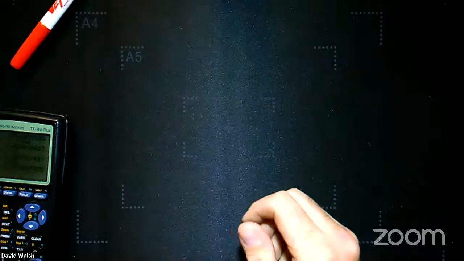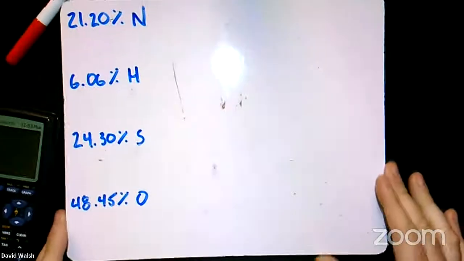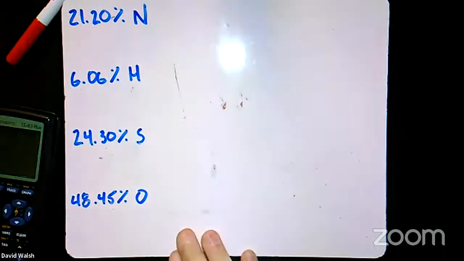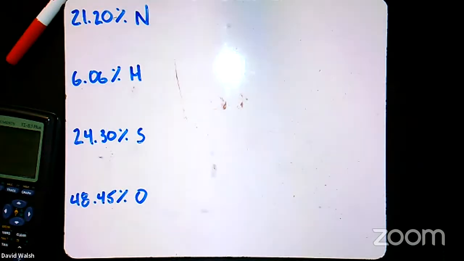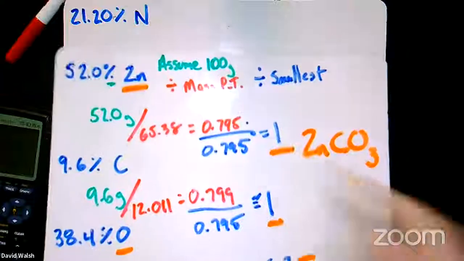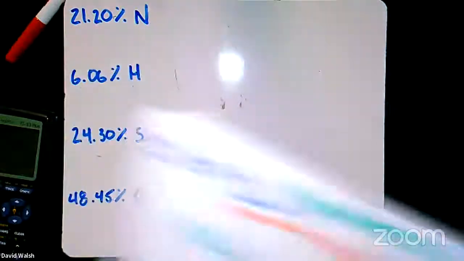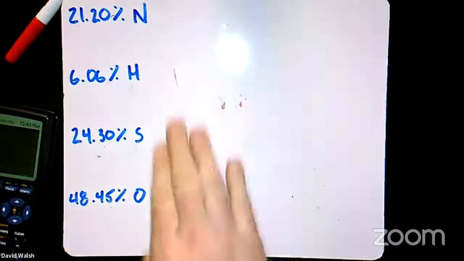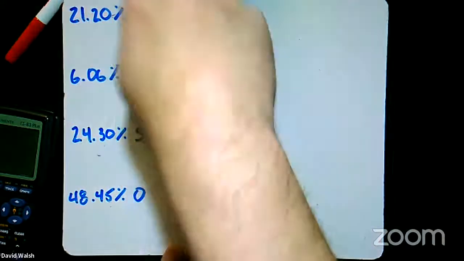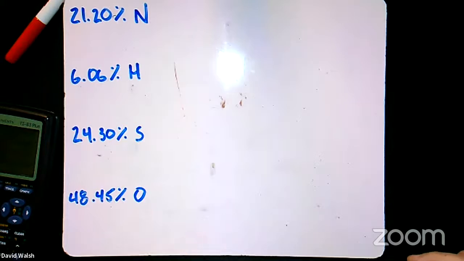Now I will say that you can have as many percentages as you want. Here's one with 4 percentages. It doesn't matter. You could have 7 percentages. The steps all stay the same. You assume 100 grams, you divide by the mass on the periodic table, and then divide by the smallest. Eventually that's going to give you whole numbers over here, and then you're going to get a formula of N something, H something, S something, O something.